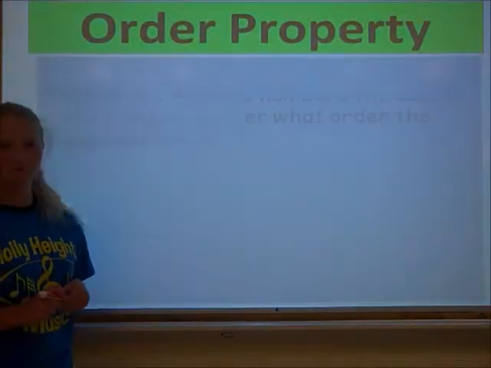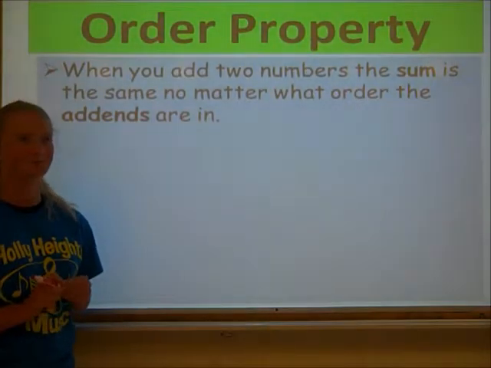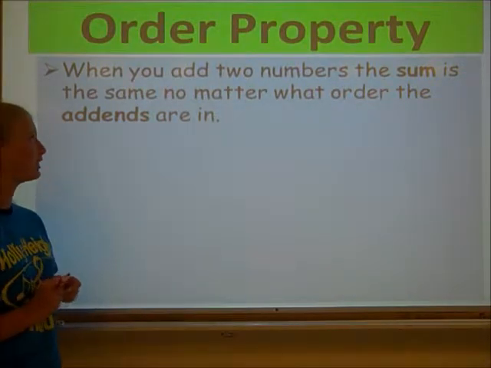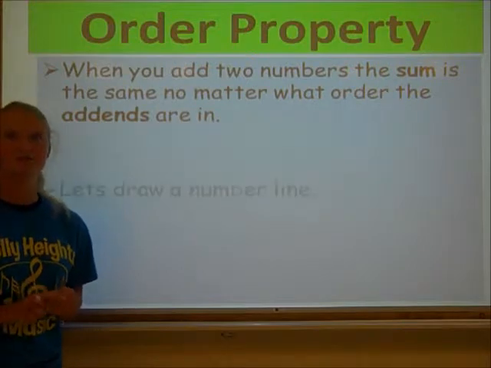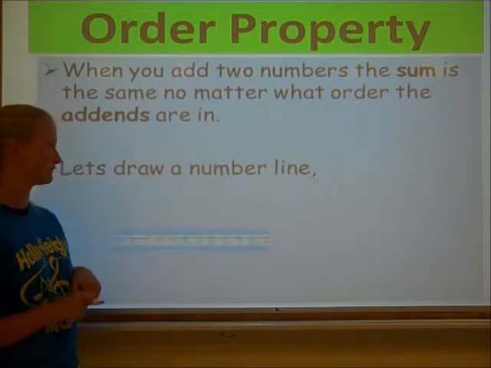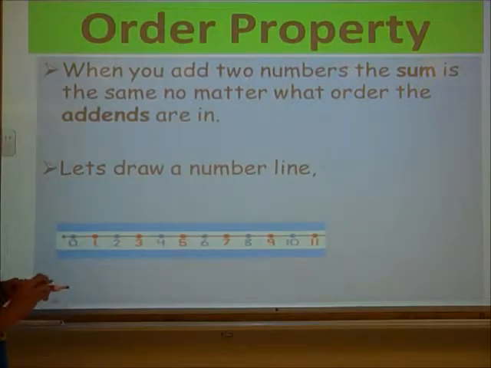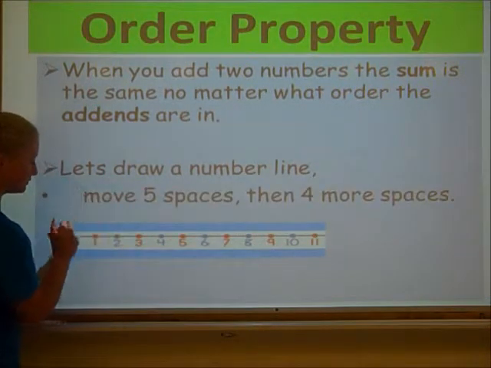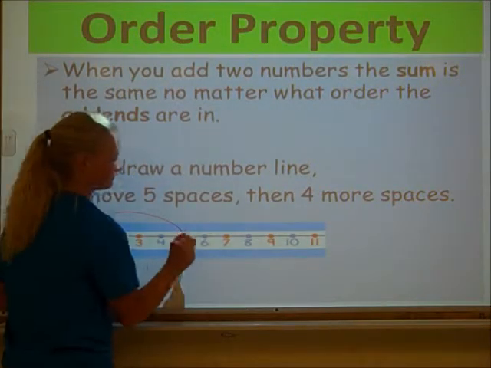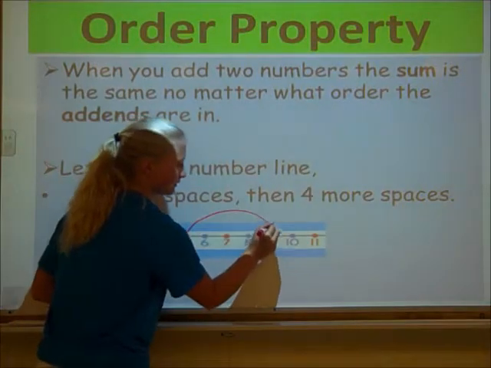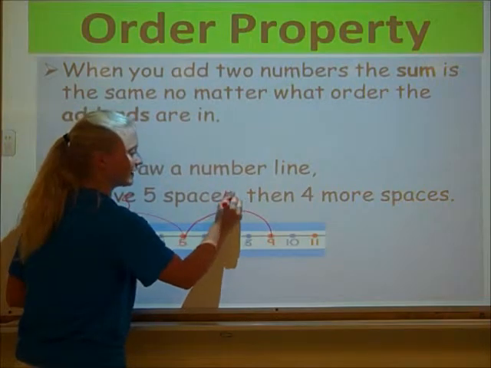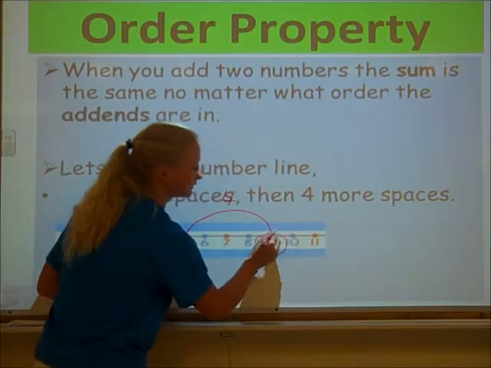So the first property we're going to be learning is the order property, which says that when you add two numbers, the sum is the same no matter what order the addends are in. So we're going to show that 5 plus 4 is the same as adding 4 plus 5. So first we're going to draw a number line, and we're going to move 5 spaces. And then we're going to move 4 more. So 5 and 4 are the addends, and 9 is the sum.